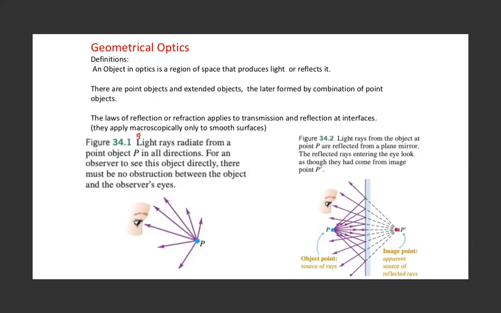They apply macroscopically only to smooth surfaces. So if the surface is smooth, whatever I do in this place will be the same as what I do in a different place. So that's what it is. A point source or an object is something that emits light in all directions. It could be a real source, meaning emitting light of its own, or it could be reflected light, reflecting light from wherever it's coming from. Okay.